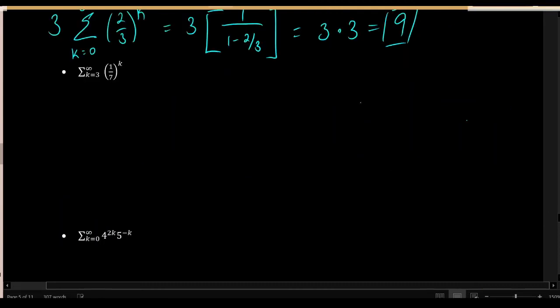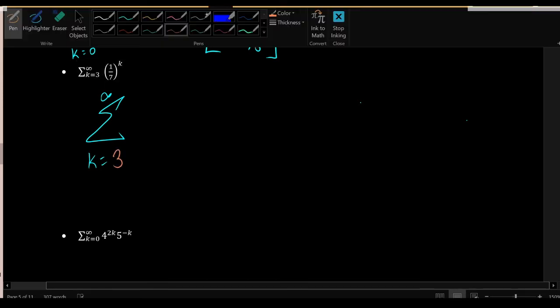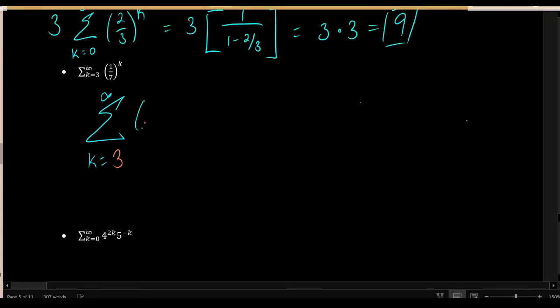Let's consider the next series. In the next series, we have a sum of 1 over 7 to the power k. But what's tricky about this problem is that the starting value of this series is no longer 0. This time, instead of starting with 0, we start with 3.